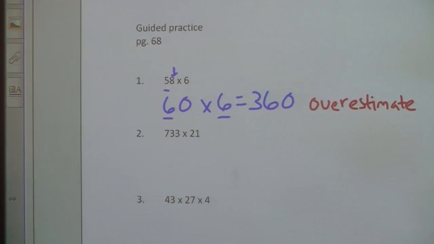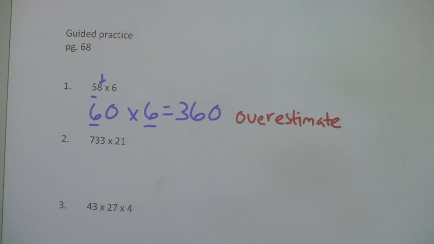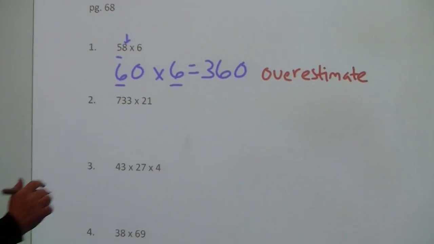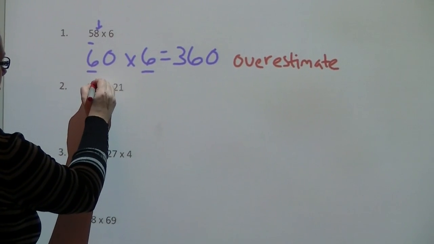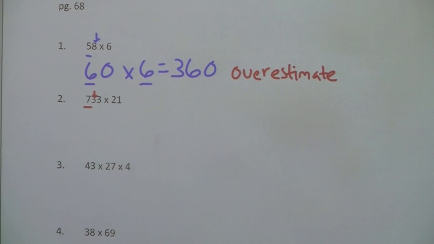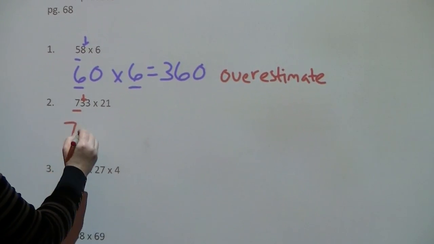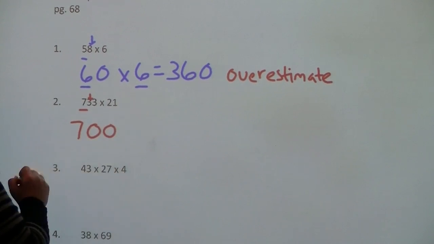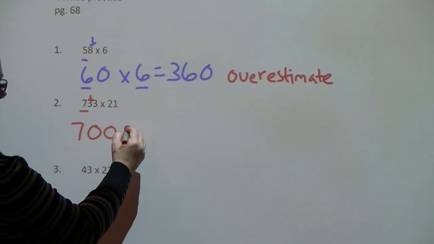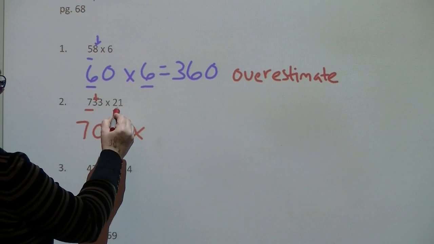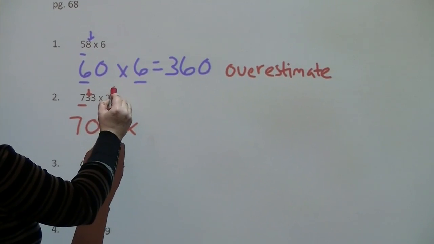Okay, good job. Let's go to number 2. Number 2, again, they ask you to use rounding. So 733. 3 tells me to round which way? Down, which means 7 stays the what? Same, and the other 2 numbers go to 0. So 733 rounds to 700. Times 2 gets underlined.